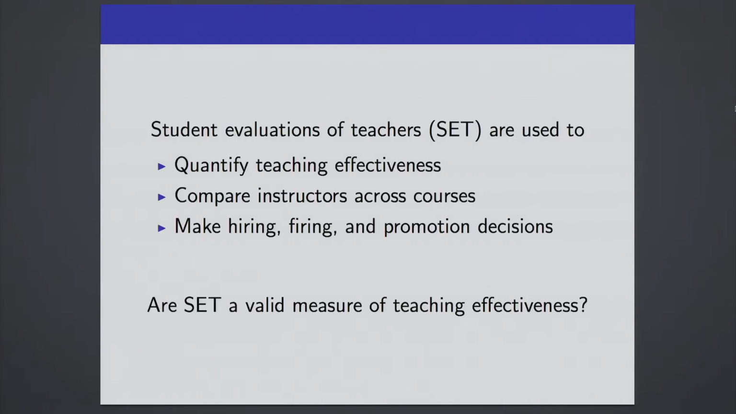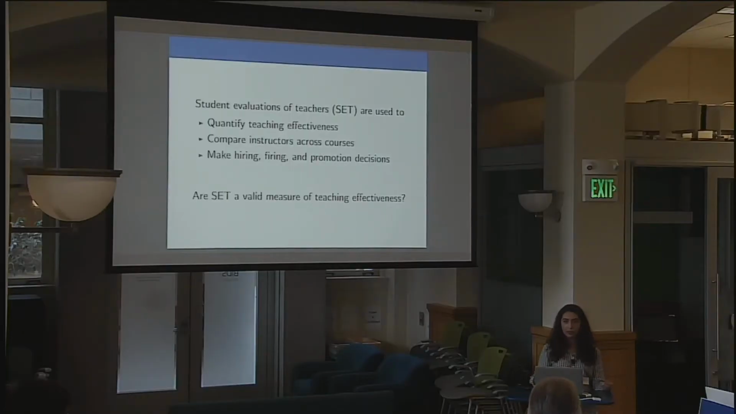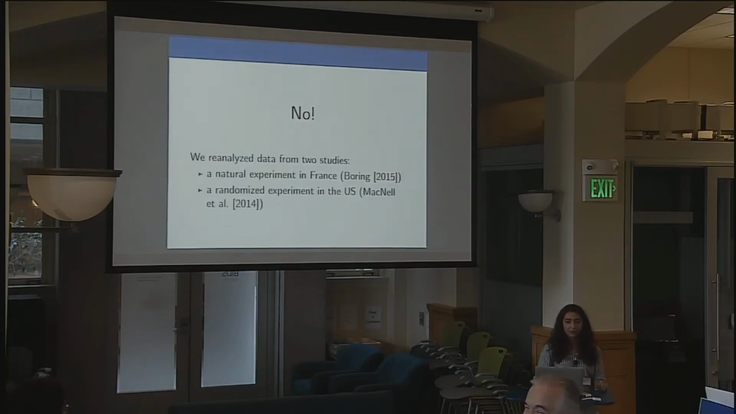So the question we asked is, are student evaluations of teaching a valid measure of teaching effectiveness? If you've ever taught a class, you've probably been evaluated by your students. Usually they fill out a form at the end of the semester. And then what happens is these numbers get boiled down to averages, and they're used to compare instructors across courses and to make decisions about hiring and promotion and even firing instructors. So it seems like they ought to be a valid measure of teaching effectiveness if we're going to use them. So we concluded that they're not.